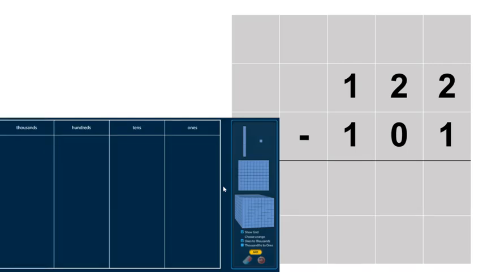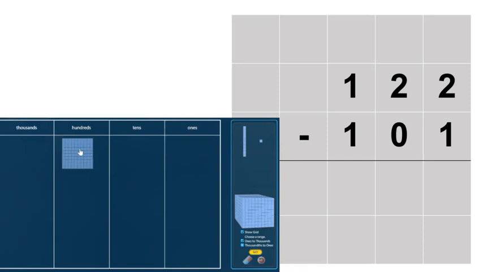I can show it with place value blocks. 100, 2 tens, and 2 ones.